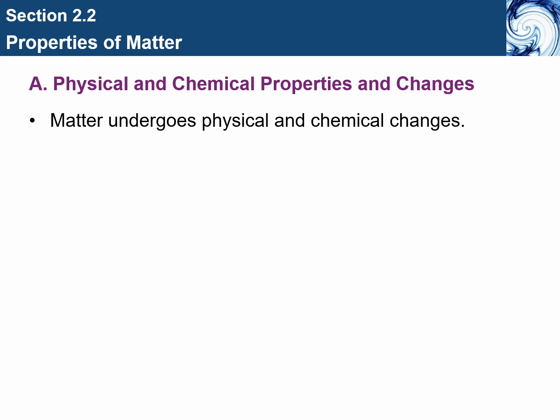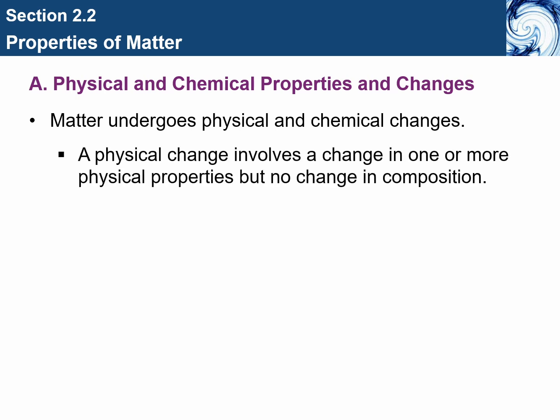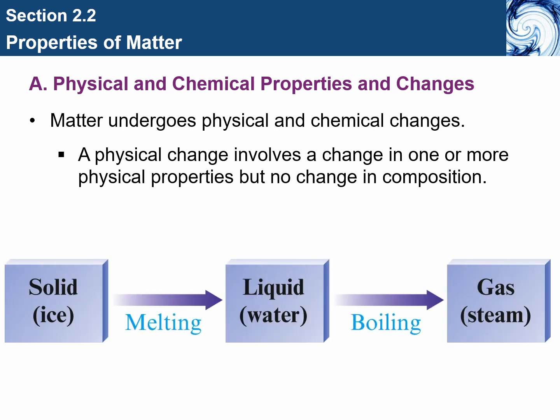Matter undergoes physical and chemical changes. A physical change involves a change to one or more of the physical properties, but there is no change in composition. The diagram, right there, uses water as our example. Solid ice can melt and become liquid water, and liquid water can boil to become gaseous steam. The shape, arrangement, spacing, and motion of the particles change, but the particles are still water molecules, H2O. No new substances are produced, melting or boiling. Changes of state are therefore physical changes. When classifying a change, focus on whether the chemical identity of the material remains the same before and after the change.